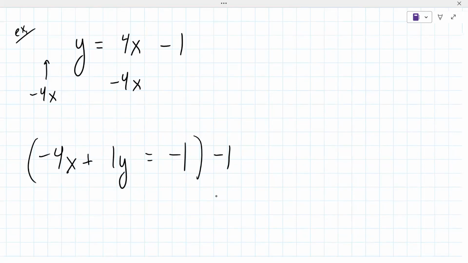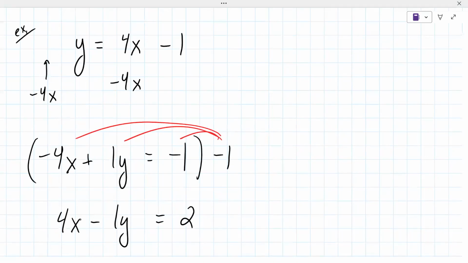Okay, and it's everything, right? It's not just one, it's all everything you got. So boom, boom, boom. That's 4x minus 1y equals 2. Now it's good.